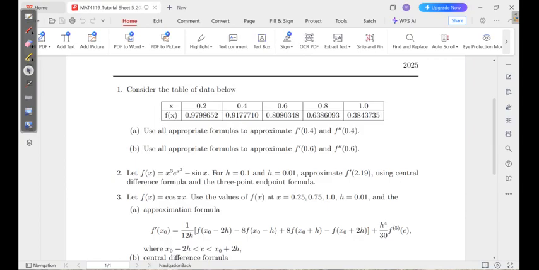Question 1, we are given a table of values. Okay, and question 1a is asking us to use all appropriate formulas to approximate f prime of 0.4 as well as f prime prime of 0.4. Then B, we also have to use all appropriate formulas to approximate f prime of 0.6 as well as f prime prime of 0.6. Okay, so let's see how this works out.